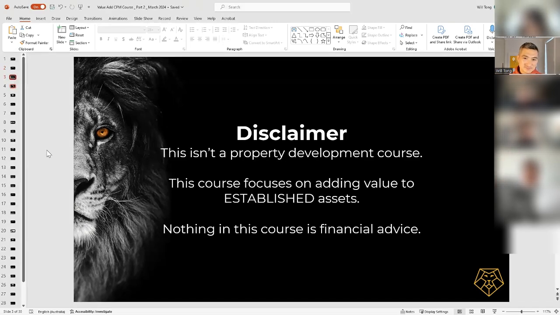Okay. So quick disclaimer, again, this is not a property development course. We're only focusing on how to add value to established assets. And again, nothing in this course is financial advice. It's just financial opinion. And I'm just sharing with you guys what I've done in the past.